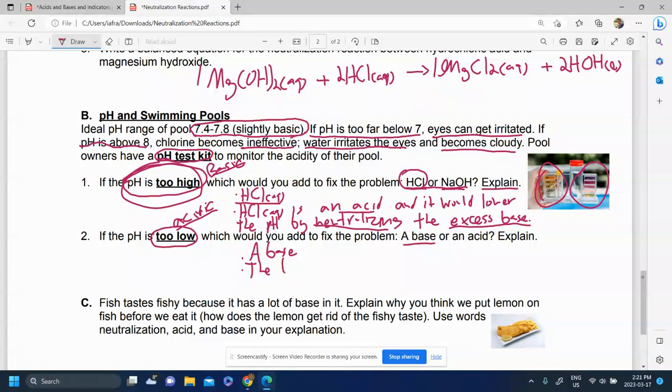The base would increase the pH by reacting with the excess acid.